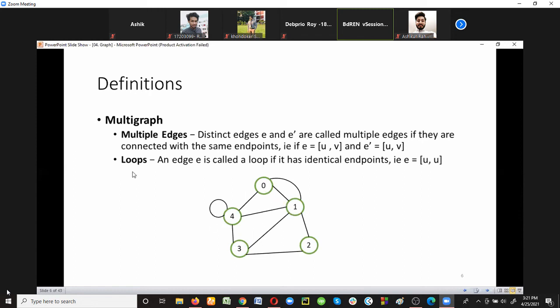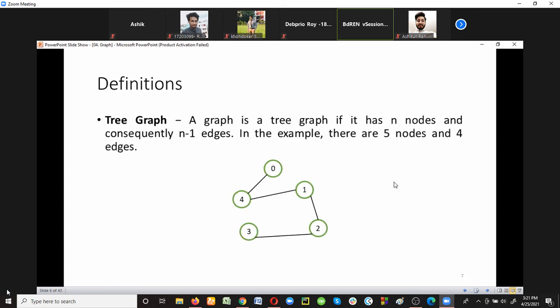Another characteristic of multi-graph is loop. What is a loop? An edge where the starting point and the end point are the same. So this is a loop. Here the starting point is 4 as well as the end point is 4. So a multi-graph can have multiple edges, that is more than 1 edge between any 2 nodes. So this is multi-graph. Now the next one is tree graph.